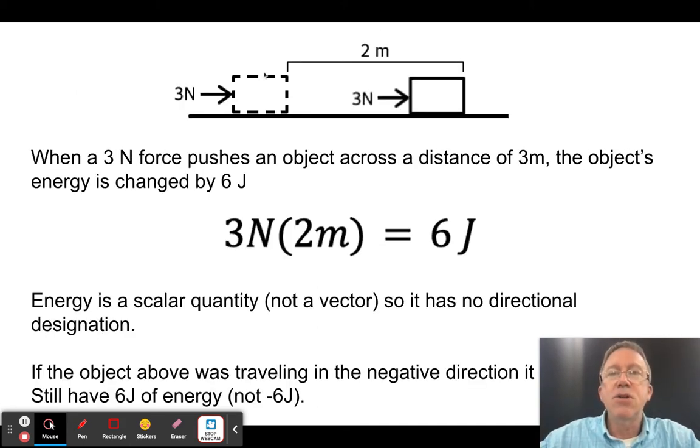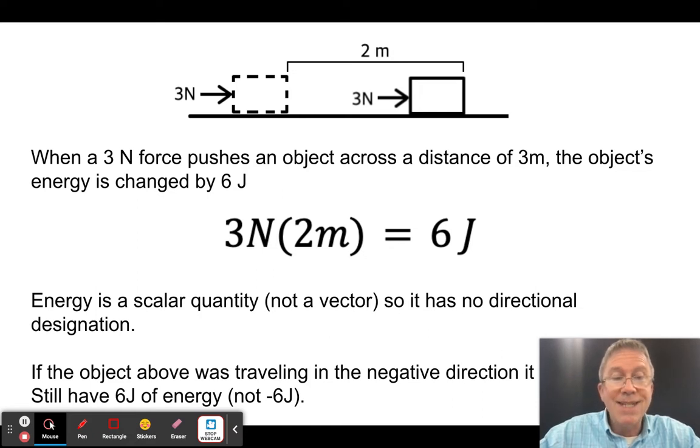I've got an object that starts off here. Pretty cool, huh? I like that I did that. Okay. I apply 3 Newtons of force to it, and I push those 3 Newtons across a distance of 2 meters. Well, guess what? The object is going to go faster. It's going to gain energy. We're going to say in a minute that's called kinetic energy, but right now we're just going to call it energy. So I put 3 Newtons of force across a distance of 2. That's 6 joules.